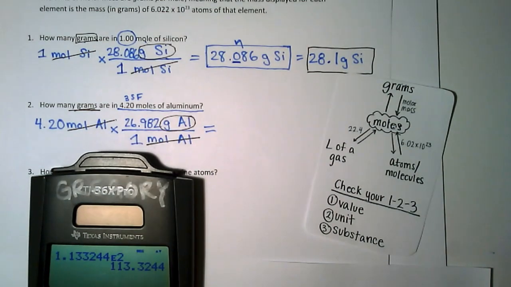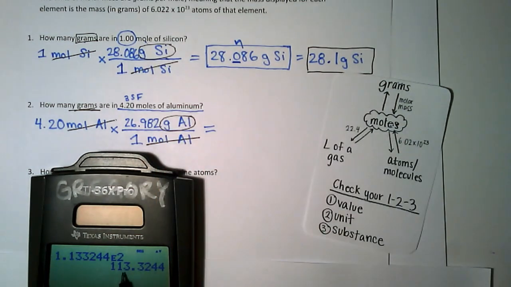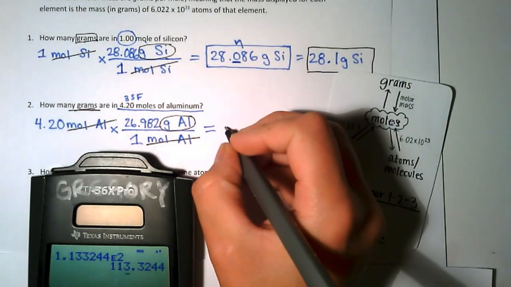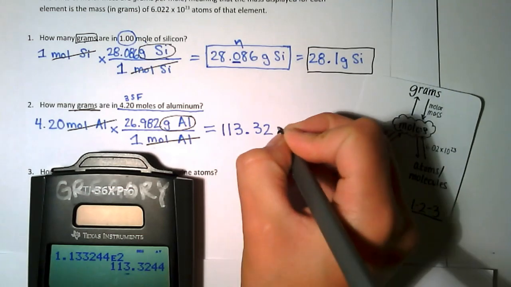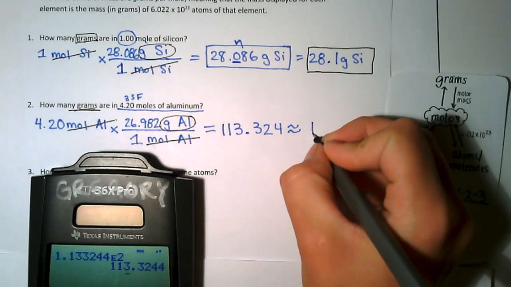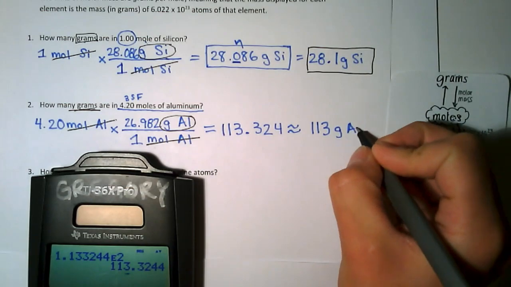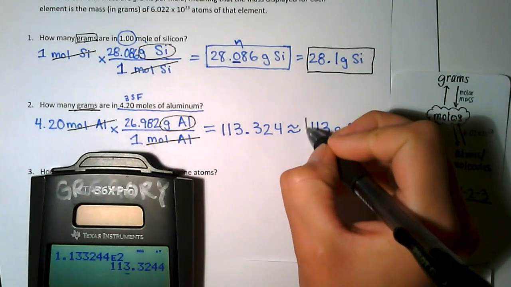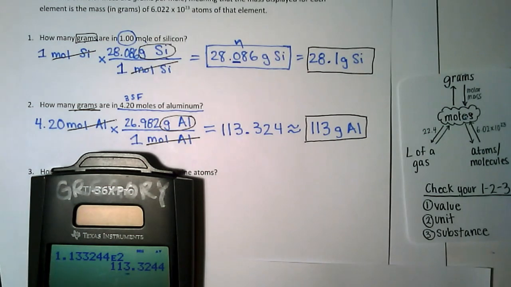So that's 113.3224. Okay, but we only want 3 significant figures in our answer, so I'm going to round to this third significant figure here, and the 3 would cause it to round down to a 3. I'll actually write out my answer, 113.324, and then I'm going to put this approximately sign and round to 113, and then my units are grams of aluminum. Box my final answer.